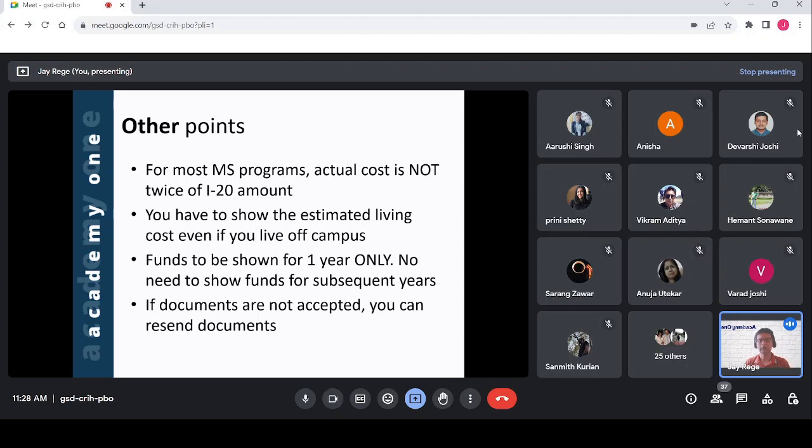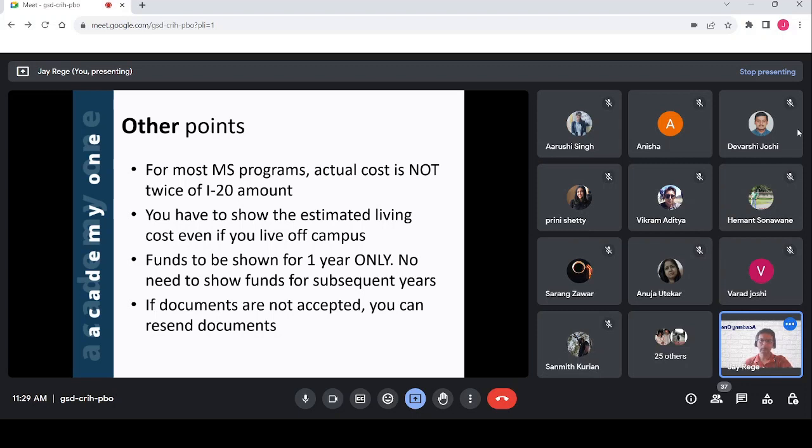Similarly, many universities, for example, Arizona State University, when they do the I-20 calculation, they take the cost of 12 credits per semester. And so the I-20 actually shows the cost of 24 credits, whereas your master's program in most cases is a 30 credit program. So if you see the I-20 amount, that might come to $51,000 or $52,000, in that range. And that includes living cost also.